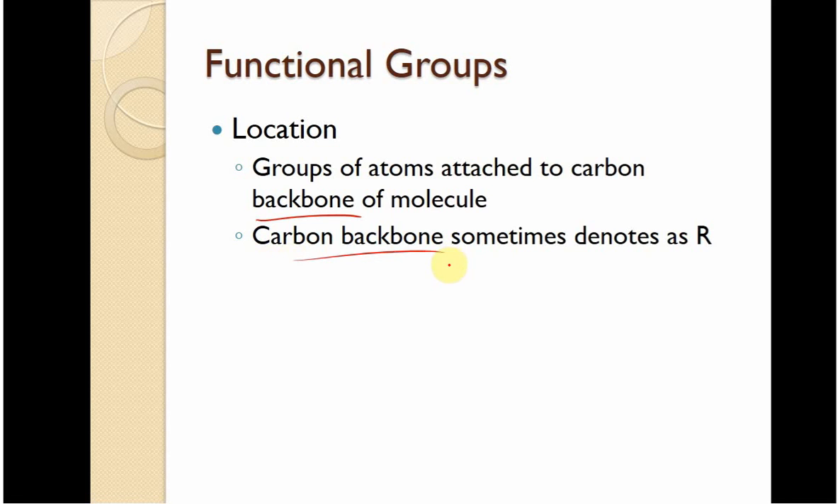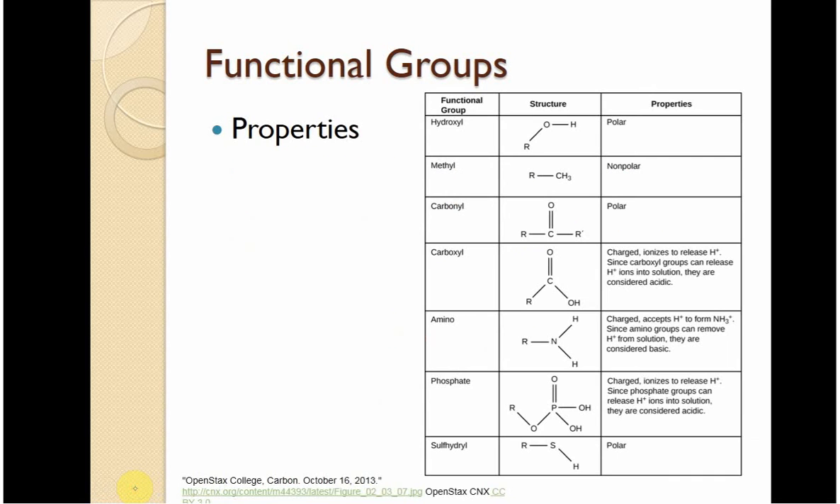Now, the carbon backbone is abbreviated as R a lot of the time. So an alcohol would be abbreviated as ROH. And this just means some carbon chain. That's all it means. R is some carbon chain.